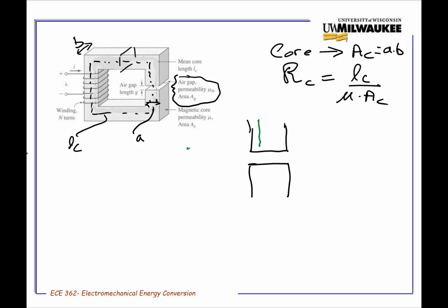We've got flux lines that are flowing through this core. Notice in this case, I've wrapped the wire around the front side, so my arrows are pointing in this direction. Gauss's law tells me that the flux on one side of the gap is going to be equal to the flux on the other side of the gap.